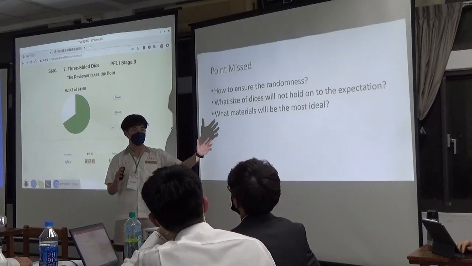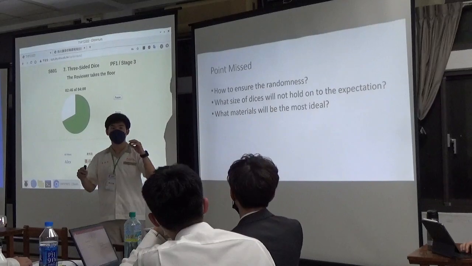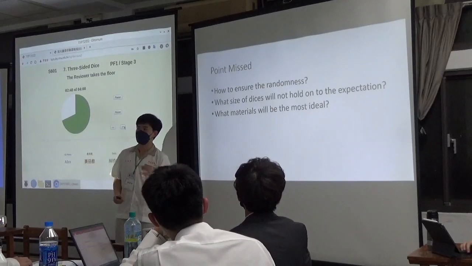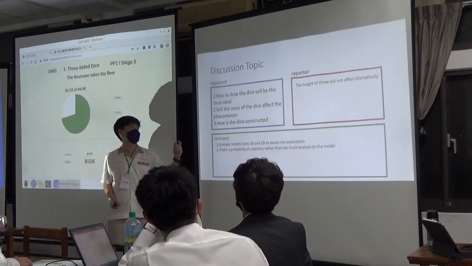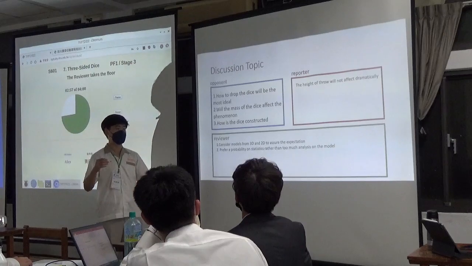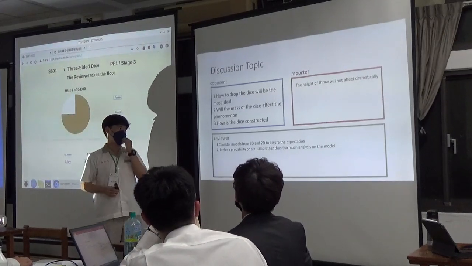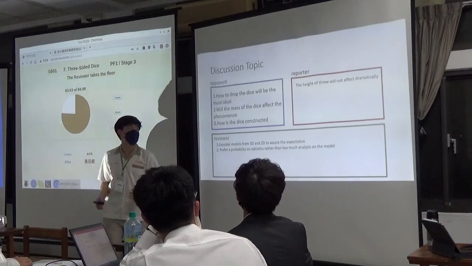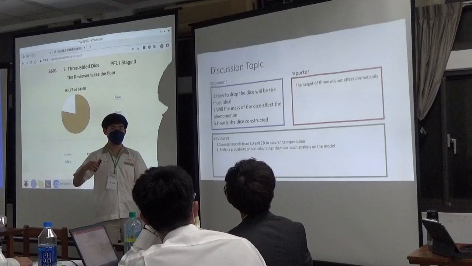So 3D printing is accurate, but they didn't mention how they tried and tested whether the dice are actually as expected. And here's a discussion topic of the minutes they spent. The opponent gave questions about how to drop the dice to be the most ideal, the effect of the mass of the dice, the phenomenon, and how the dice is constructed. And the reporter said the height of the throw will not affect it dramatically, and many other discussions.